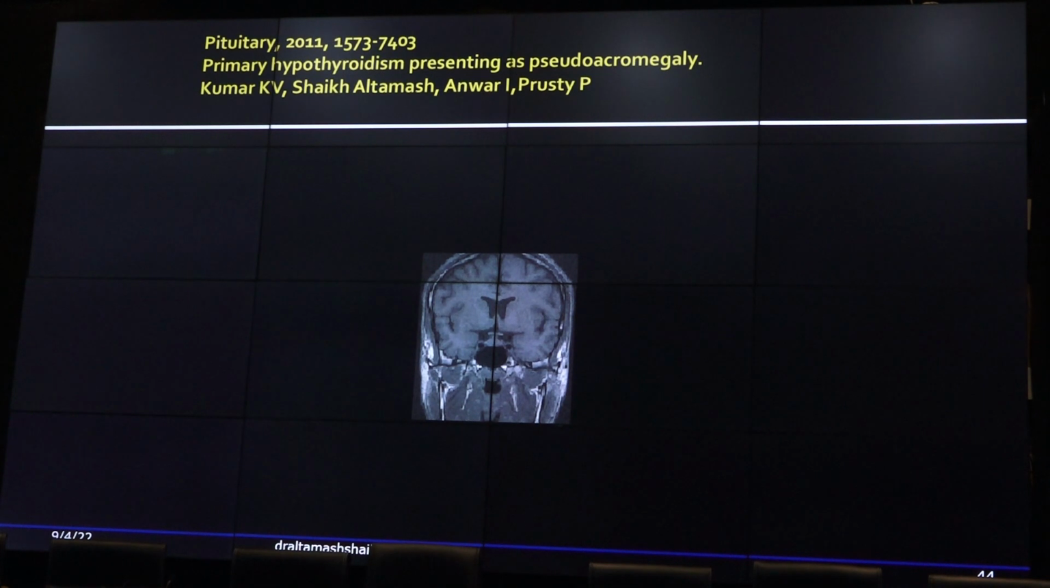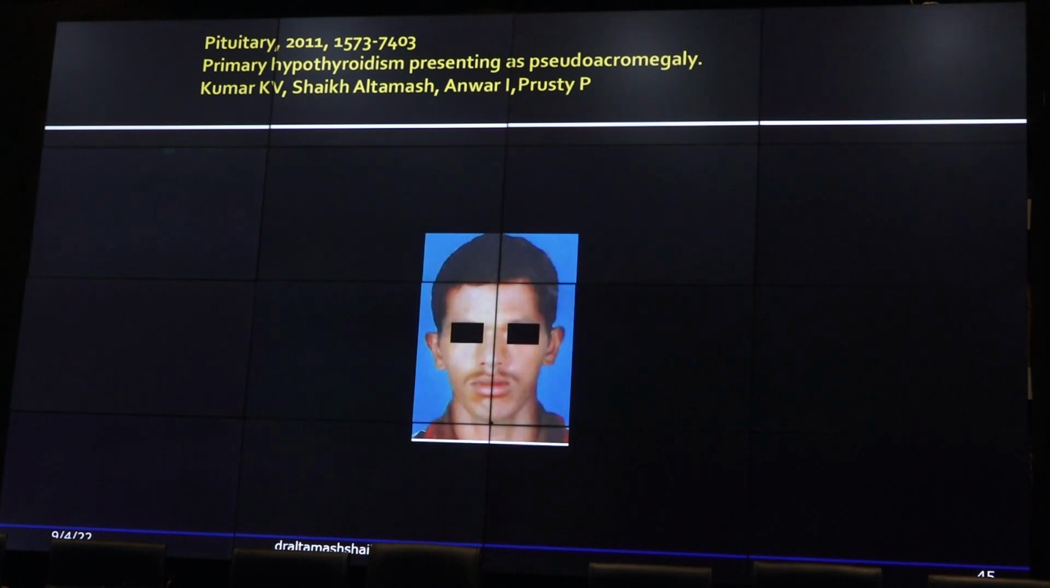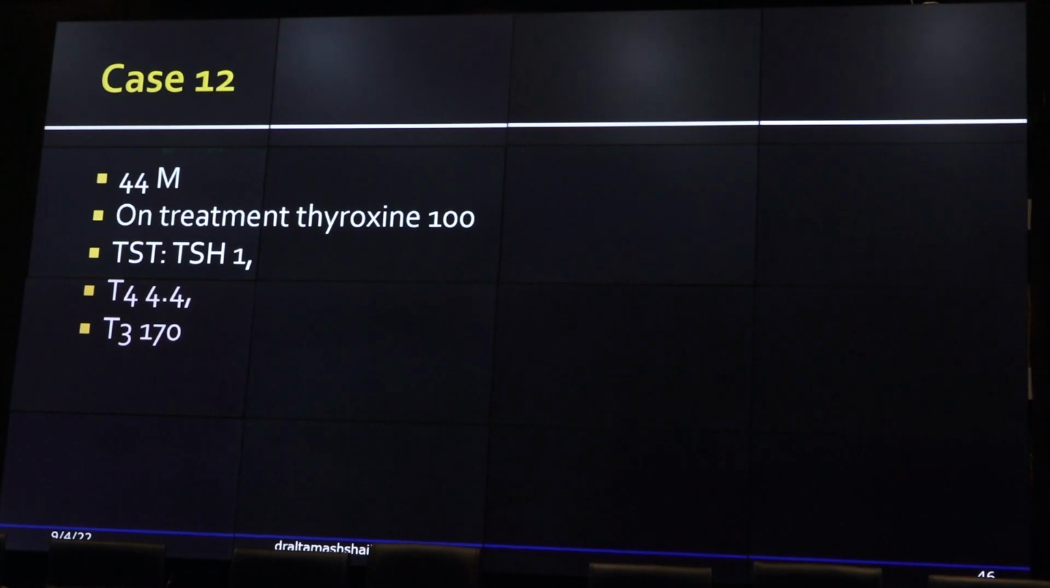You won't believe his photo when I show you in the next slide after treatment. This was his actual face. So it was TSH acting as severe insulin resistance. It was acting more over prolactin receptors, which sometimes we call a fugitive acromegaly. Here it was a pseudoacromegaly.